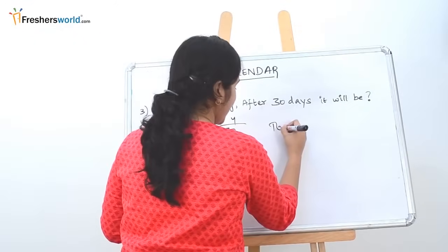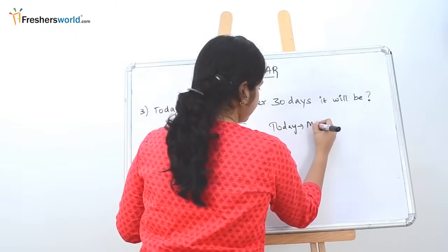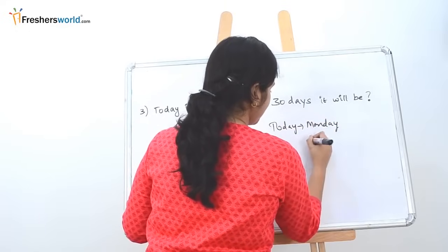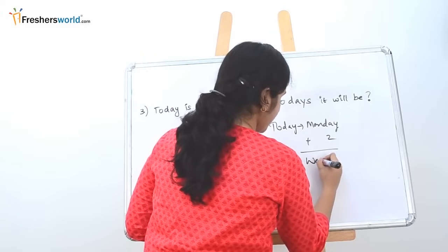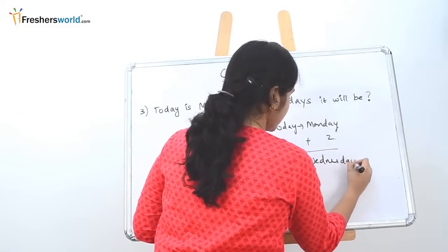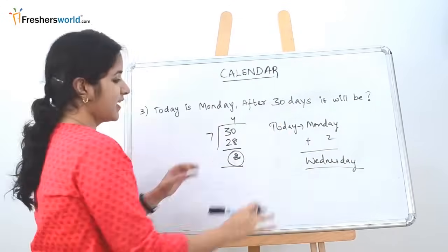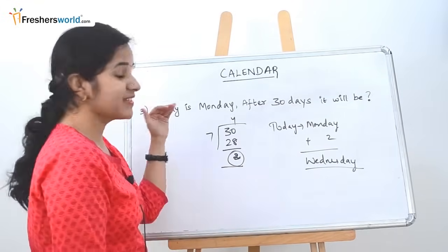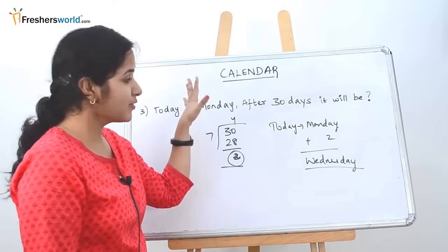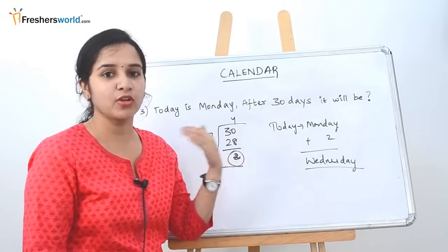So today is Monday. Add plus 2. So the next day is Tuesday, then Wednesday. So after 30 days, it will be Wednesday. This is how you have to solve this sum. They will ask the same question with different days. The same method will be followed for every other sum.